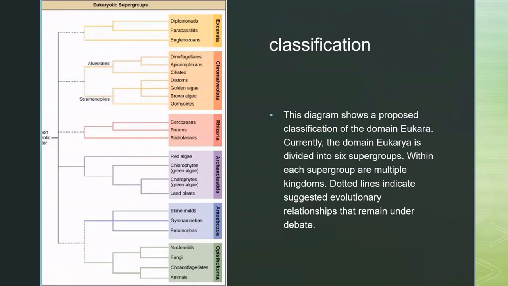So this diagram just shows a proposed classification of the domain Eukarya. Currently, it's divided into 6 supergroups. Within each supergroup are multiple kingdoms, and dotted lines indicate suggested evolutionary relationships that still remain under debate. We're still figuring all of that out. We are technically eukaryotes, and so are land plants. They think that we all go back to a common prokaryotic ancestor.